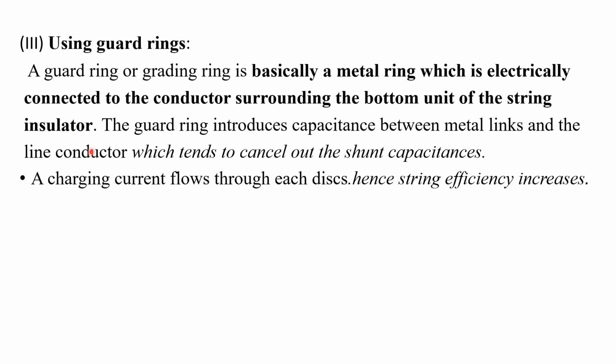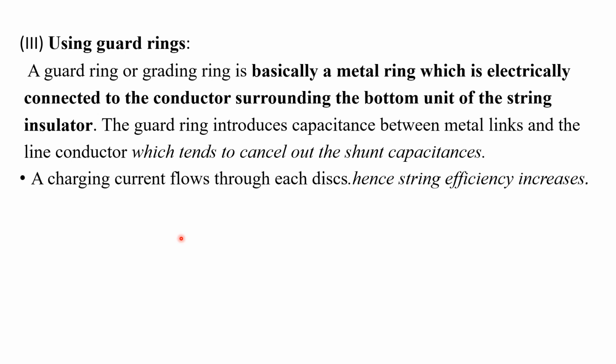The third method is using guard rings. Guard rings are a metal ring electrically connected to the conductor, surrounding the bottom unit of the string insulator. The guard ring introduces capacitance between the metal link and the line conductor, which tends to reduce or cancel the shunt capacitive effects. When the shunt capacitance decreases, the string efficiency will improve.